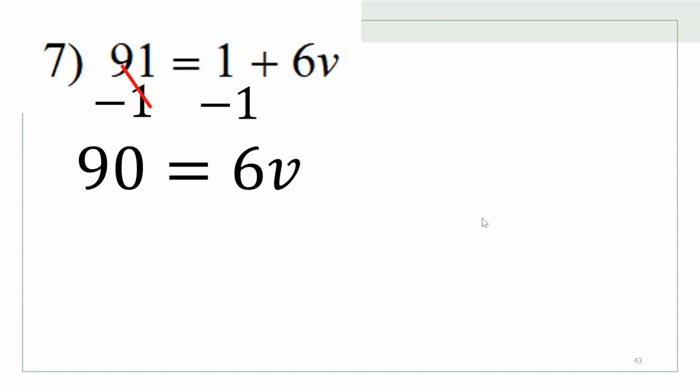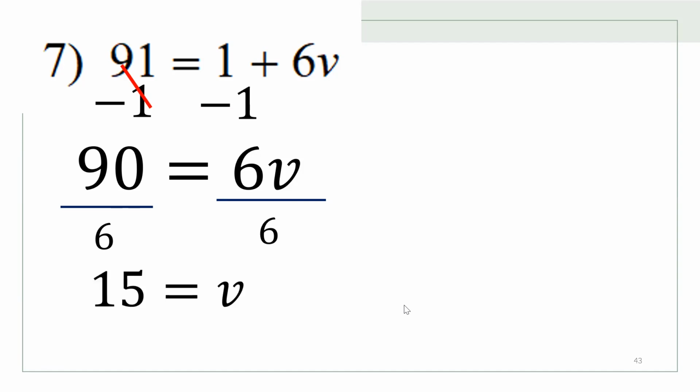Bring down your 6v. How do we get rid of multiplying by 6? We divide by 6. It's probably not what you sound like, but in my head you do. 90 divided by 6 is 15. 15 equals v. I hope it does.